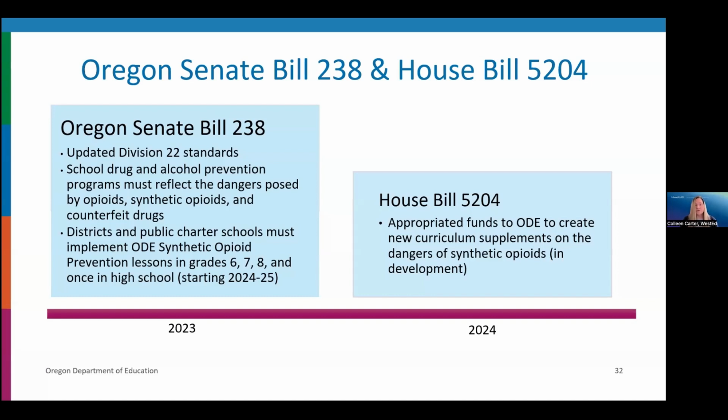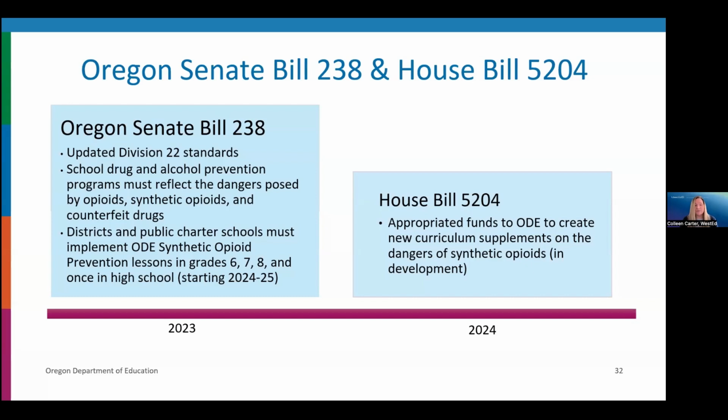Senate Bill 238 updated the Division 22 standards to require that school drug and alcohol prevention programs must reflect dangers posed by opioids. This also includes synthetic opioids and counterfeit drugs, which Jennifer defined for you earlier. In addition, districts and public charter schools must implement ODE synthetic opioid prevention lessons in grades 6 through 8 and once in high school for the 24-25 school year.